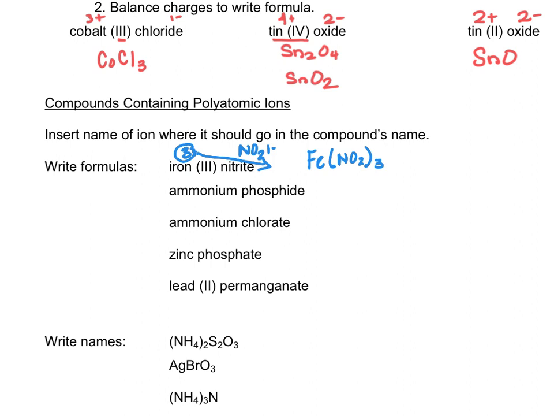Now, ammonium is a 1+ charge. Phosphide is a 3-. So that means I only need 3 of this. So open parentheses, NH4, close parentheses, 3, and then the P for the phosphide.